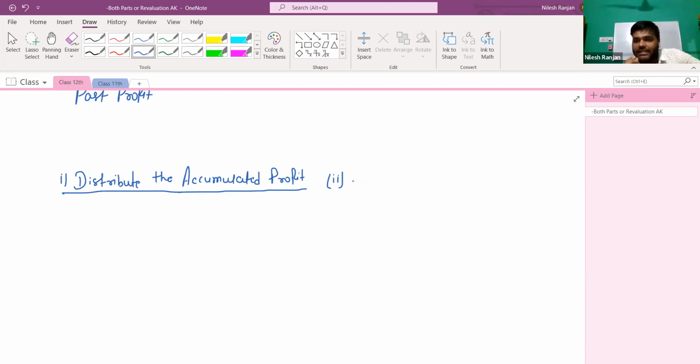If we don't want to revise our book value, if the question asks not to change the value of assets and liabilities, then what do we have to do in that case? Okay, sir, I'll ask her. Okay. So there are two cases in this also. First is distribute, and the second one is do not distribute.